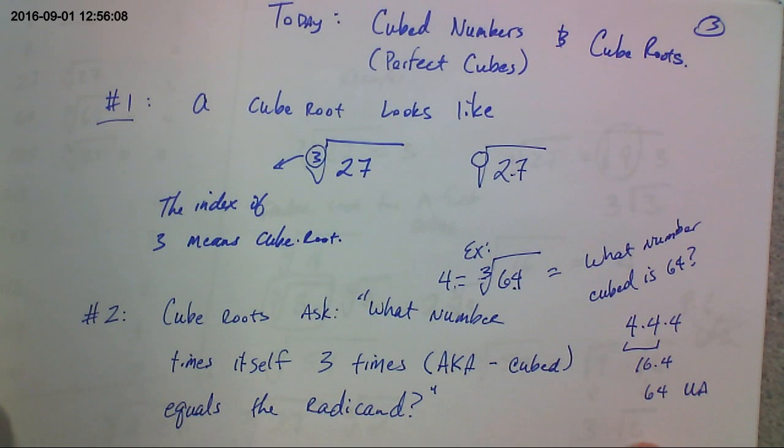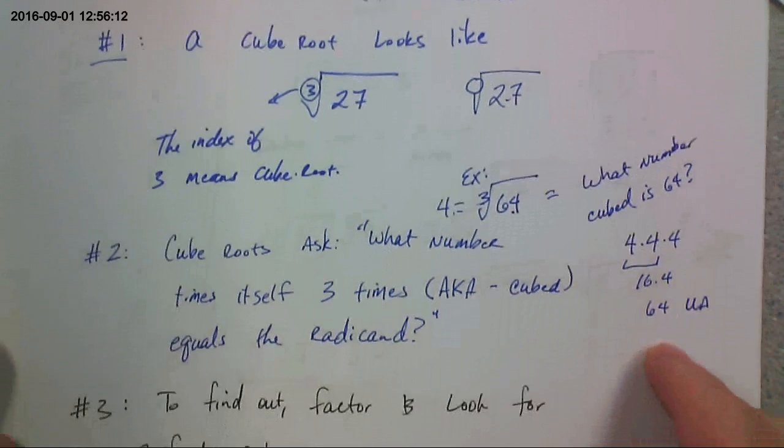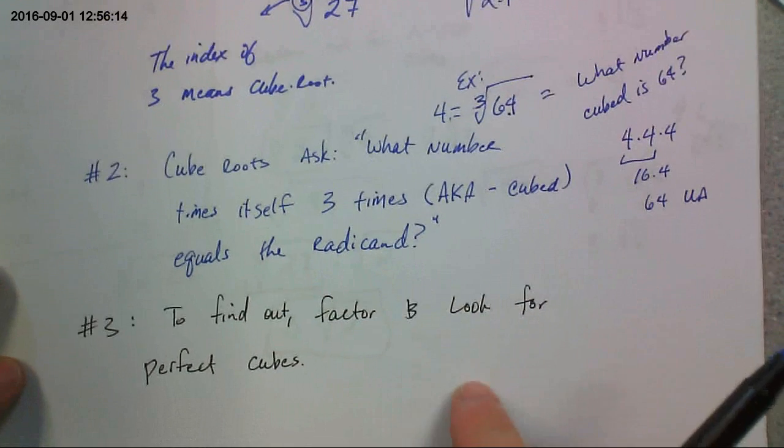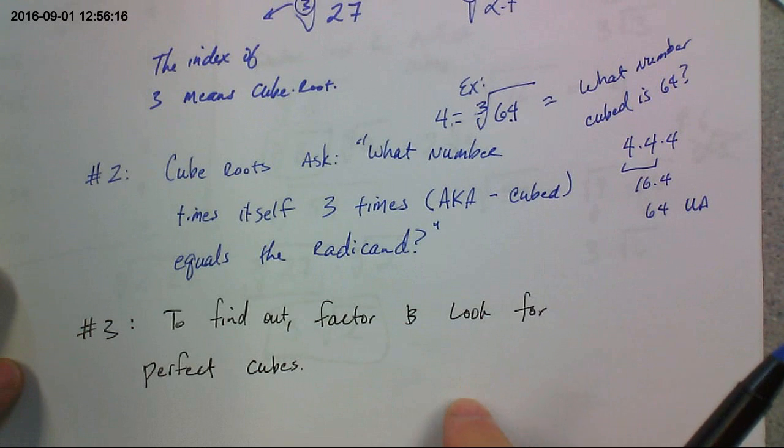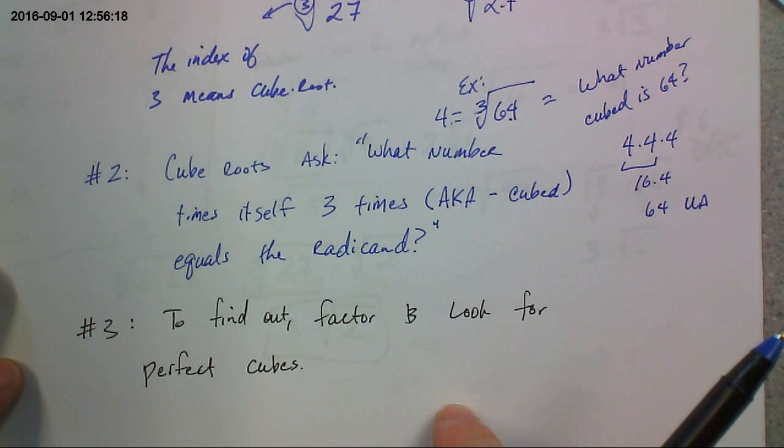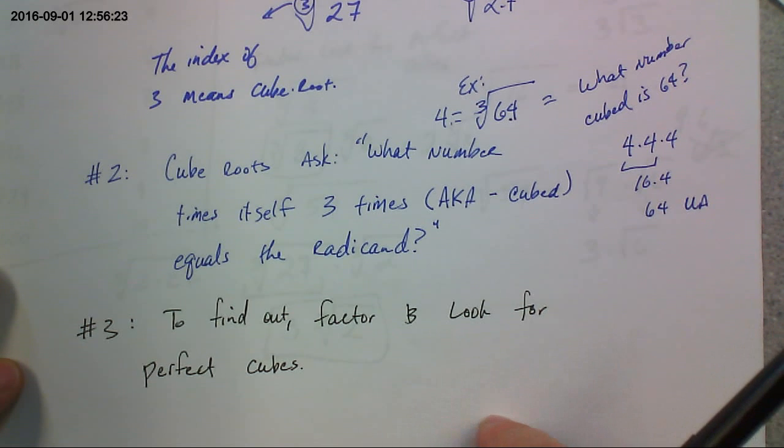Alright. Here's how you find the answer. Ready, Jose? To find the answer, what you got to do is you got to factor the radicand. And you look for perfect cubes. That's what you do. You factor the radicand and look for perfect cubes. Andrea, the thing that's tricky is you don't know what the perfect cubes are very well. Perfect squares are easy. You know those. Right? 1, 4, 9, 16, 25. Those are easy. Perfect cubes are trickier. That's why I'm going to give you a list.